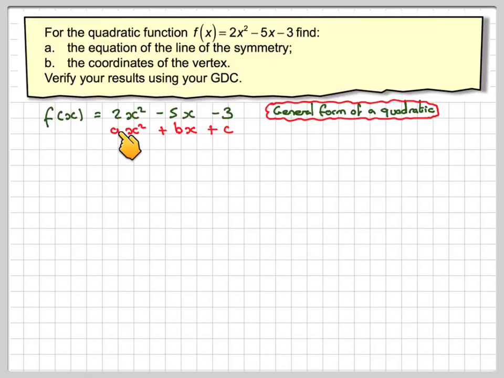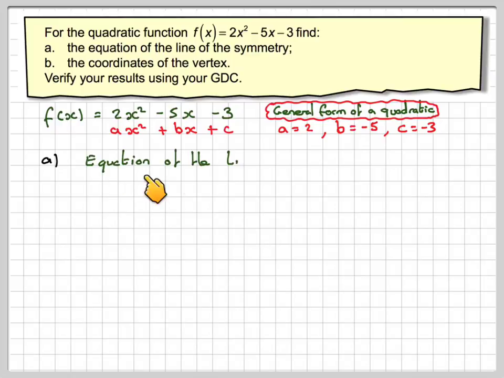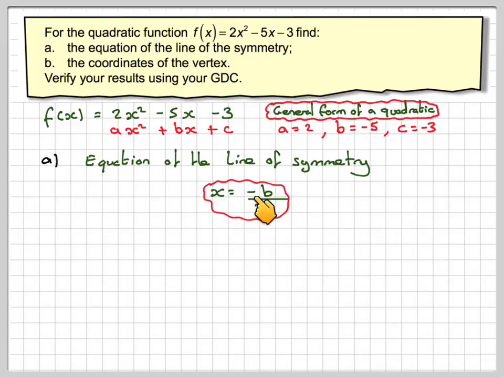So we're going to have that a is equal to 2, b is equal to minus 5, and c is equal to minus 3. Now, the equation of the line of symmetry is given by x is equal to minus b over 2a. So we can find our equation of symmetry by doing x is equal to minus 5.